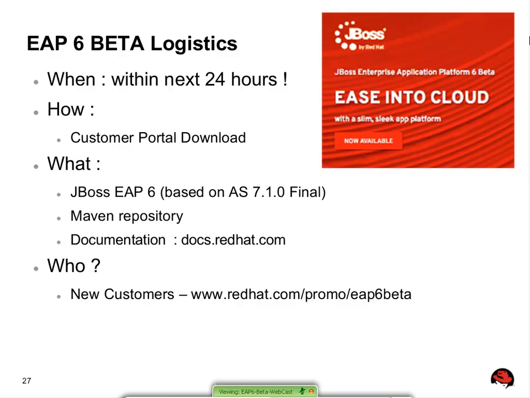And it's available to everybody. It's available to existing customers via the customer portal. It's also available to new customers and prospects. There's a URL here, and we'll post it on the chat window as well. Now, even for new customers, it's worth going to that little microsite because it has a whole bunch of additional content, some videos and stuff to help you get started. So, take a look at that URL, redhat.com/promo/EAP6beta.